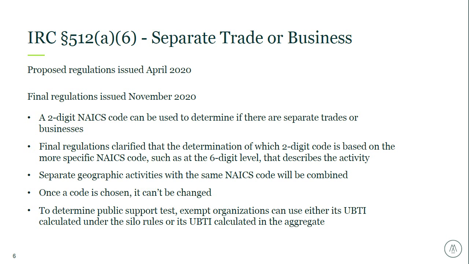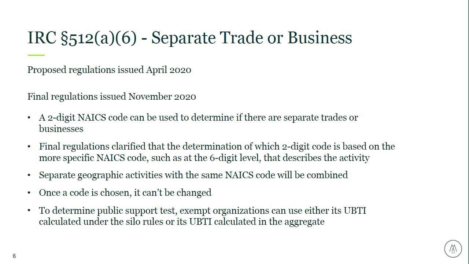Well, the regs say that you should use the first 2 digits of the North American Industry Classification System, otherwise known as the NAICS coding system, which can be found on the NAICS website, and it covers about 20 business sectors. The final regs clarify that the determination of which two-digit code to use is based on the more specific NAICS code, such as the 6-digit level that describes the activity.